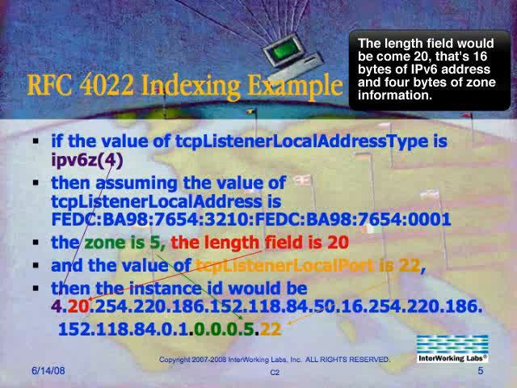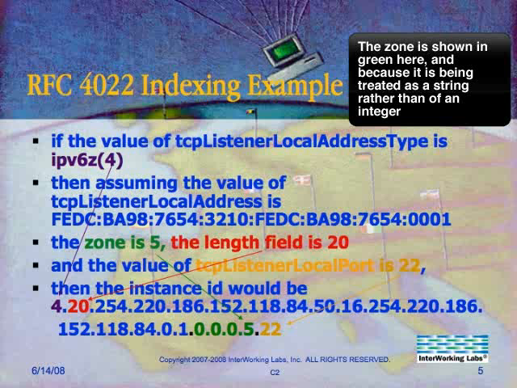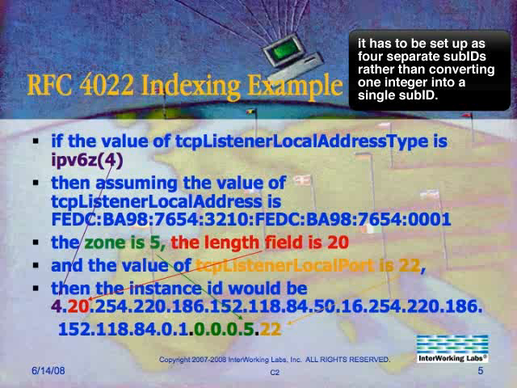That's 16 bytes of IPv6 address and 4 bytes of zone information. The entire address and zone is treated as a single unit in this particular case. So we have 20 bytes worth of information, with each of those bytes getting its own sub-ID. The zone is shown in green here, and because it's being treated as a string rather than an integer, it has to be set up as 4 separate sub-IDs rather than converting one integer into a single sub-ID.